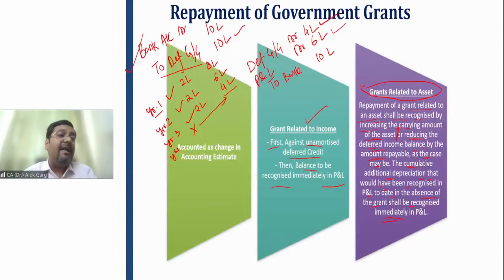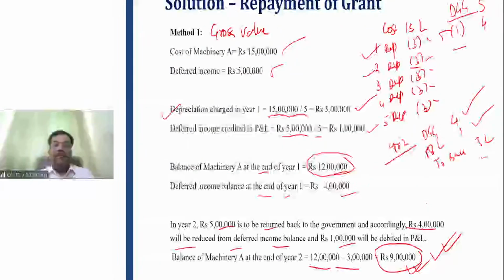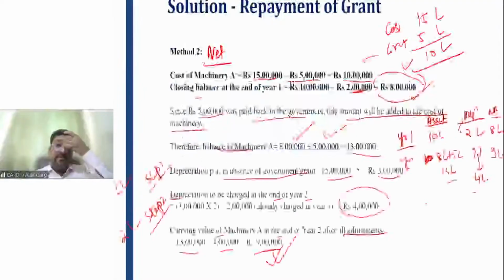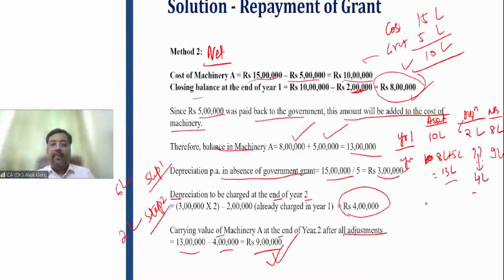The cumulative balance of depreciation means 6 lakh minus 2 lakh. The 4 lakh has to be immediately recognized in the P&L as depreciation, like we did. Is that clear? Is that clear, friends?